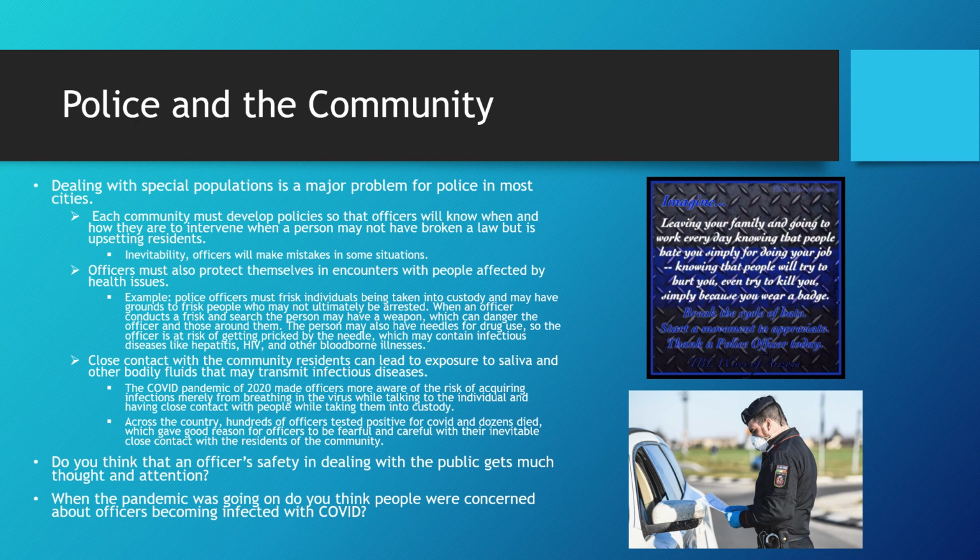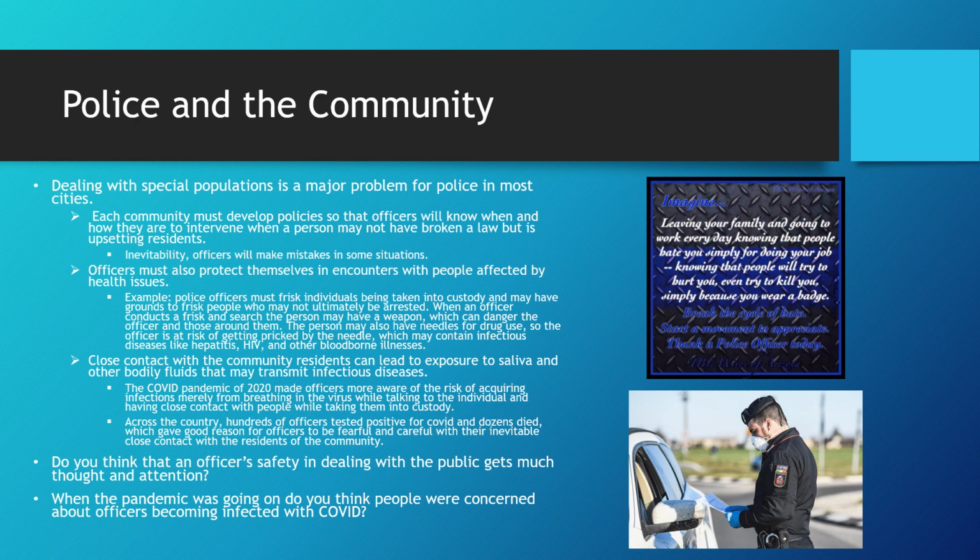Each community must develop policies so that officers will know when and how they are to intervene when a person may not have broken a law but is upsetting residents. Inevitably, officers will make mistakes in some situations. Officers must also protect themselves in encounters with people affected by health issues. For example, police officers must frisk individuals being taken into custody and may have grounds to frisk people who may not ultimately be arrested.